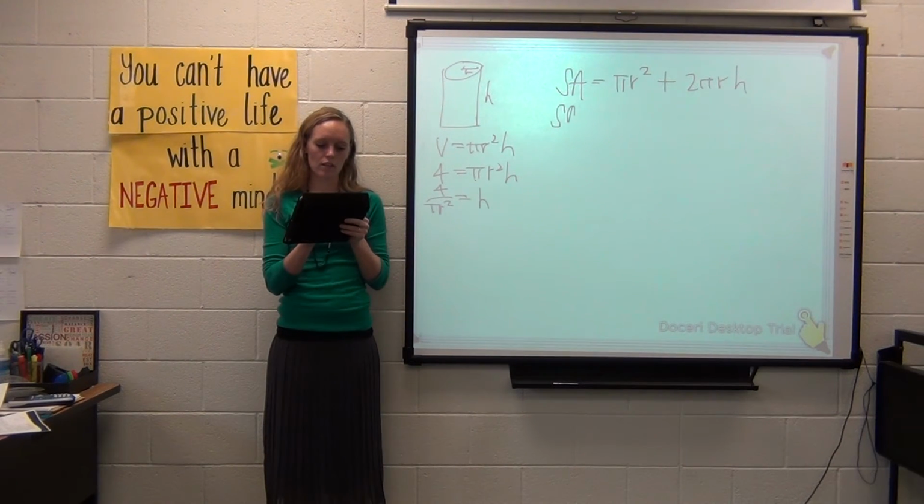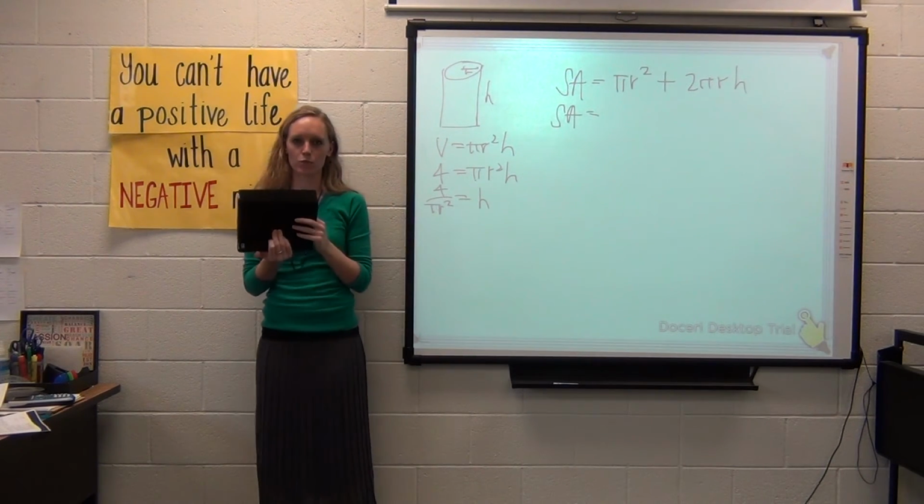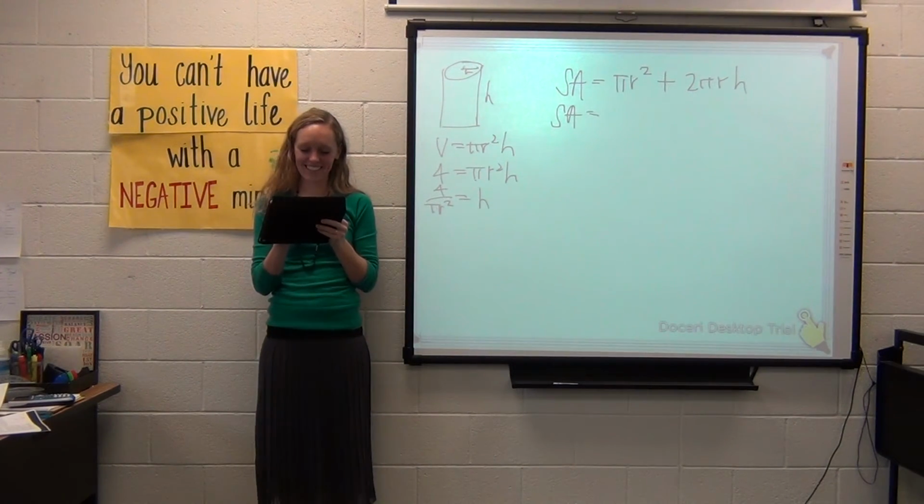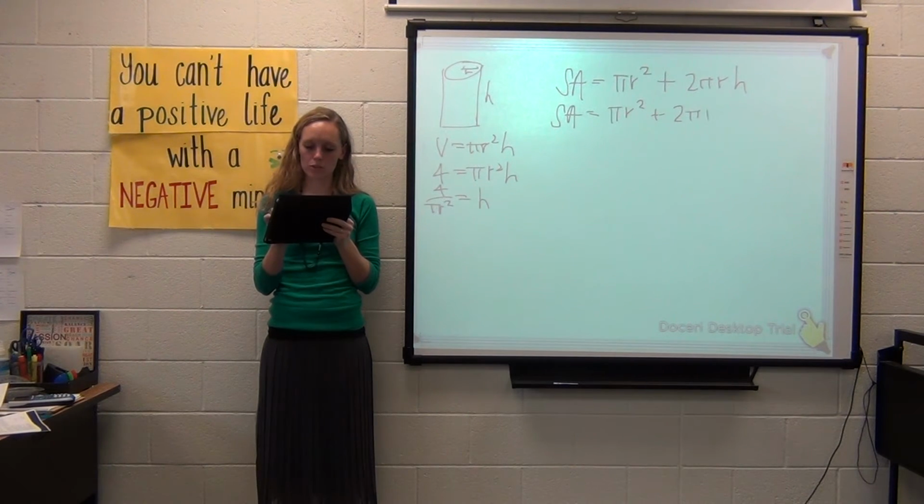Last time I did this with pi in it, it got really ugly. I know. This one won't get ugly though. So I have pi r squared plus 2 pi r, and I plug in 4 over pi r squared for h.